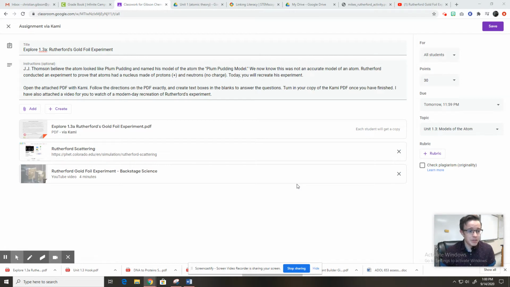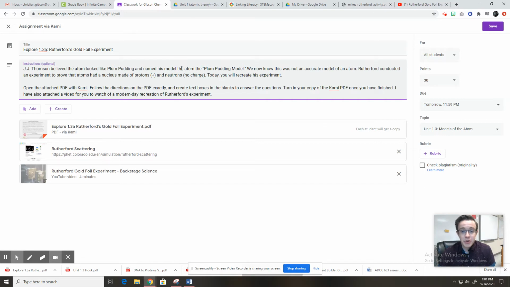It says J.J. Thompson believed the atom looked like plum pudding, which is basically like a muffin with raisins in it, and named his model the plum pudding model, creative title there, because he thought it looked like plum pudding. So we now know that this is not an accurate model of the atom. Picture a muffin with raisins in it. He didn't even know about protons yet. He discovered electrons, so he just knew about electrons. He said an atom is positively charged, and that's like the muffin. And then you have these electrons floating around in there, like the raisins in the plum pudding.